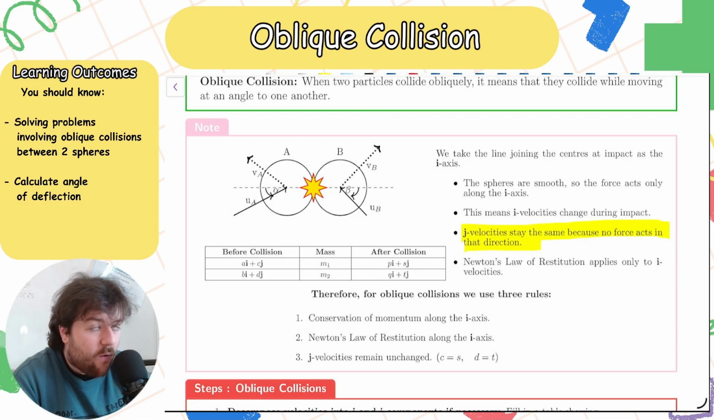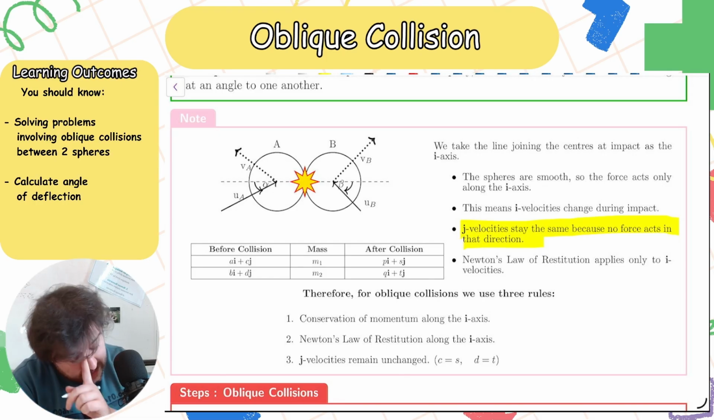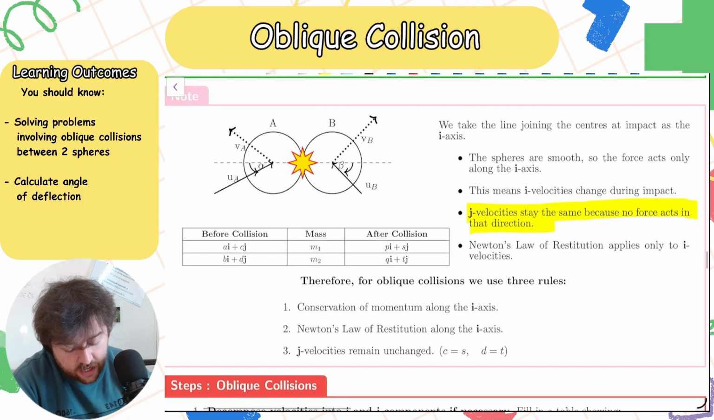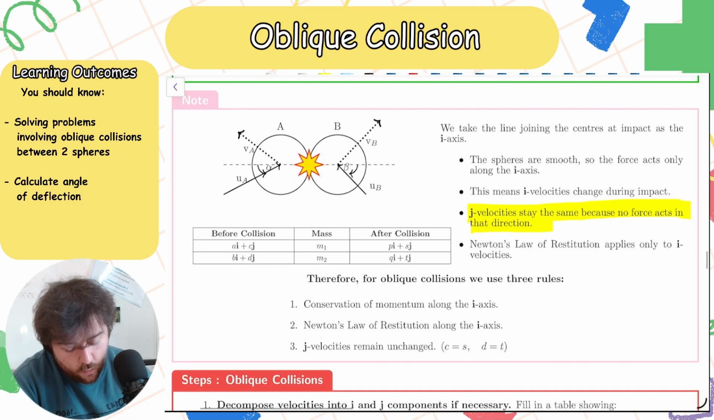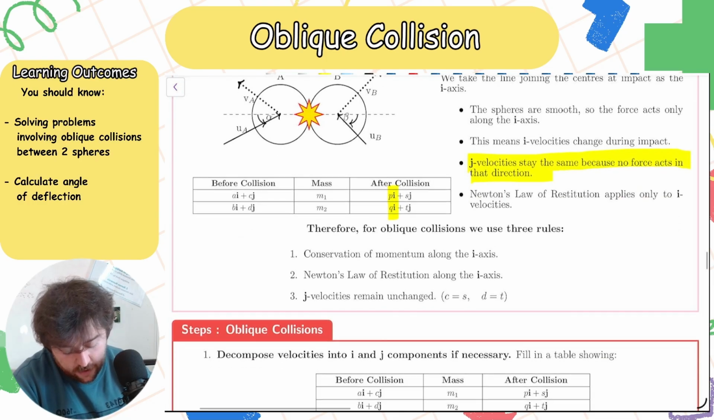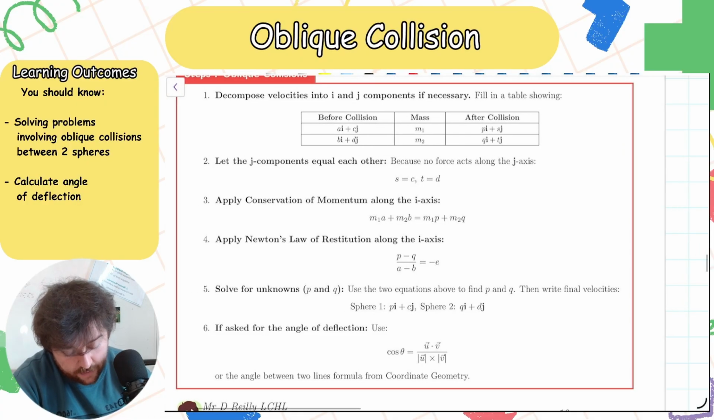Then Newton's law of restitution again only applies to the I velocities. So what we do is very similar to the last section. You set up a table with your velocity before, your mass and your velocity after. In this case, we leave our velocities in I and J vectors. Afterwards, we say the J components are equal to each other, and we leave our I components as p and q. And then we do the same as before.